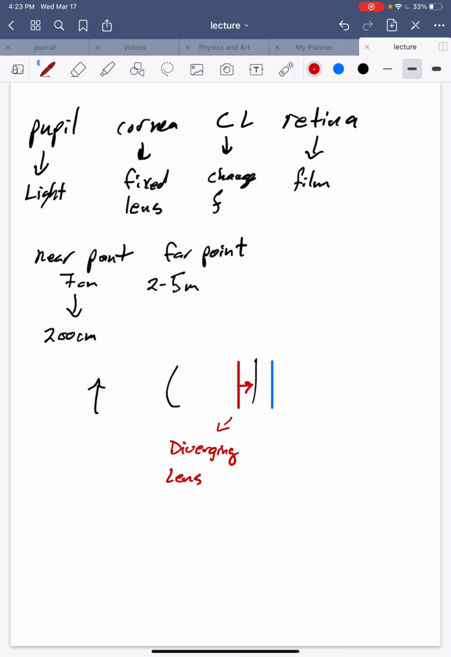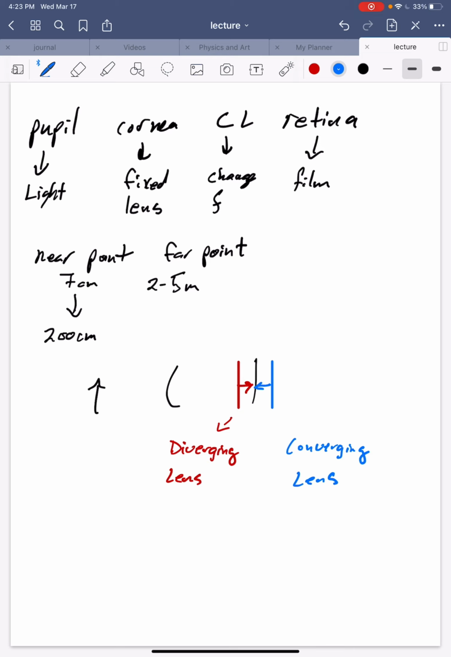To correct my eyesight. On the other hand, if I focus the light too far back, I need to add some bending power. So in this case, what I need is a converging lens to allow my image to be formed at the retina.